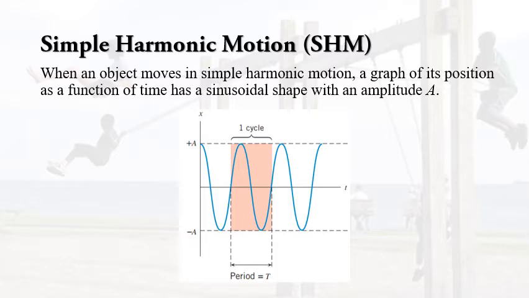When an object moves in simple harmonic motion, we can use a graph to represent its motion. This graph is x against t, x against time. As time goes by, this is the displacement of the object. Displacement is the distance from the equilibrium position to its current position. If you look at it as a whole, this is the distance traveled by the object.